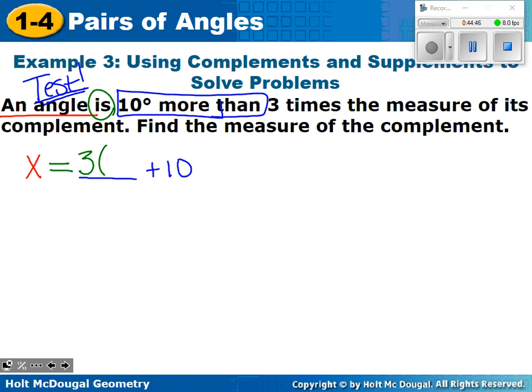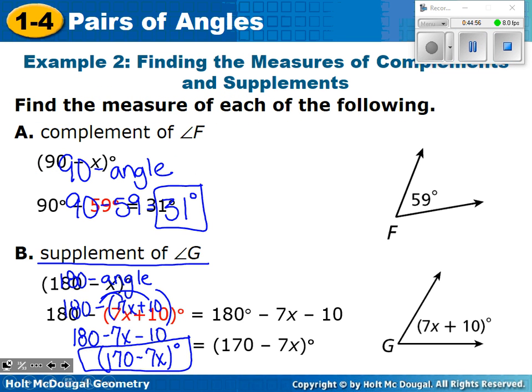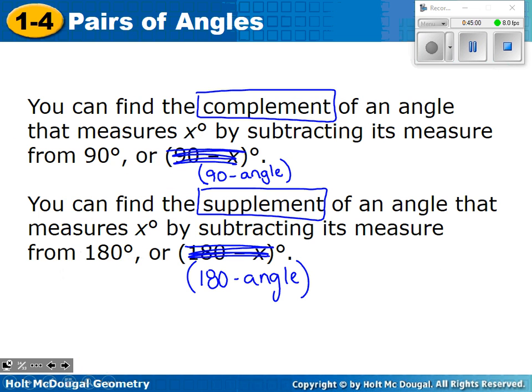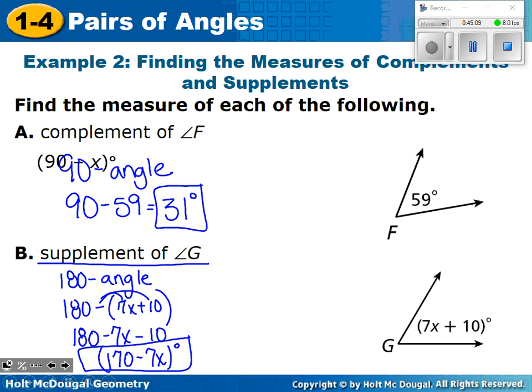3 times the measure of its complement. What did we just define the complement to be? Careful, not an angle. It is an angle, yes, I'm sorry. But what did we define the actual definition to be? Okay, 90 minus the angle. So anytime you see that word complement, you're thinking 90 minus the angle. So go back to the problem we're on.